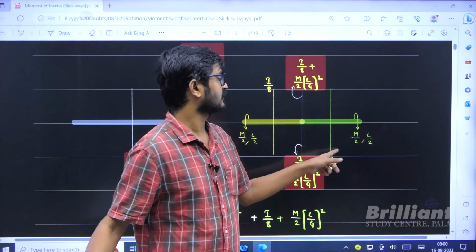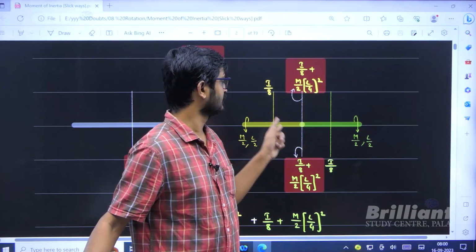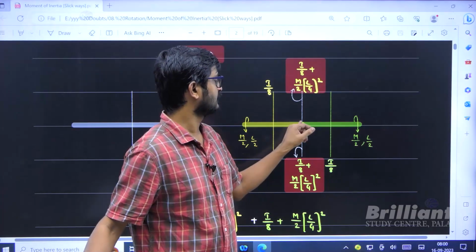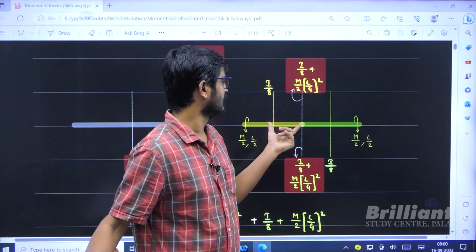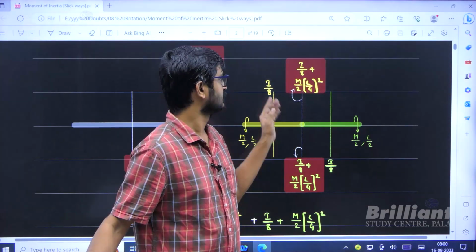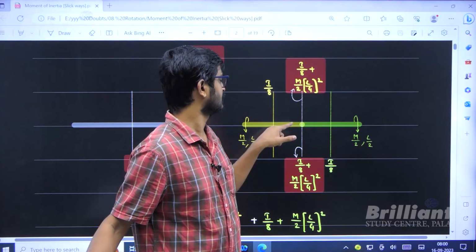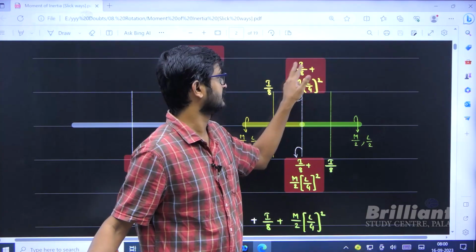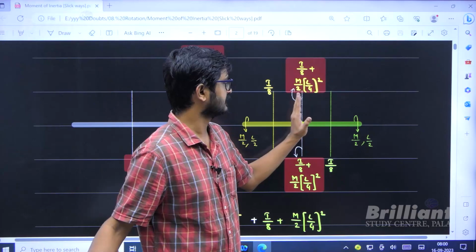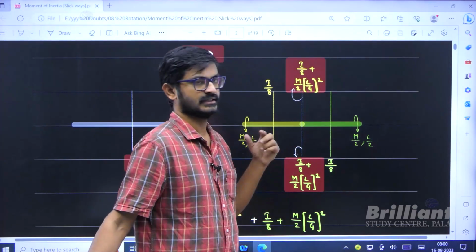But we don't want it about the center, we need it about this axis. So by using the parallel axis theorem, if this moment of inertia is I by 8, then the moment of inertia about this axis is going to be I by 8 plus this rod's mass, which is m by 2, into this length square, L by 4 whole square. So by using the parallel axis theorem, the moment of inertia for the yellow rod about this axis is going to be this much. By using the parallel axis theorem, the moment of inertia of the green rod about this axis is going to be I by 8 plus this thing.